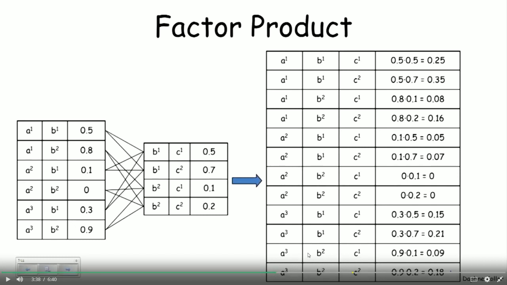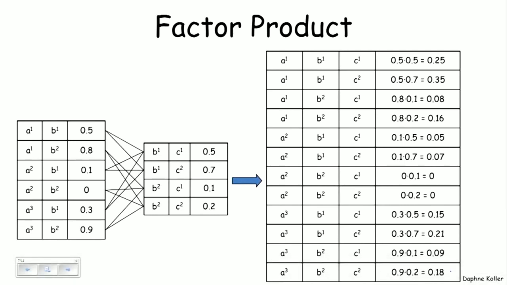Okay, these are the operations on random variables that we're going to do on factors. One of the most common operations is what's called factor product. It's taking two factors, say phi 1 and phi 2, and multiplying them together.